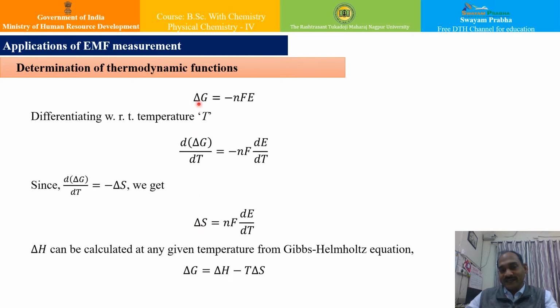And once I know delta G and delta S, using this temperature gradient of the EMF change, I can substitute these values over here. And using the Gibbs-Helmholtz equation, I can find out delta H as well. So delta H and delta S can be determined using the EMF measurement. This is one of the excellent ways to determine these values.